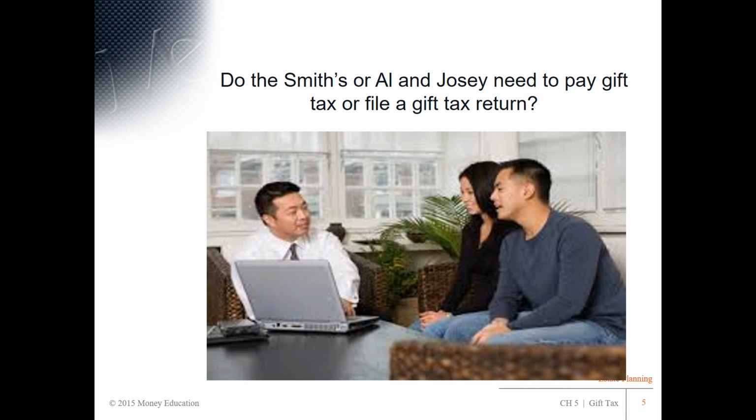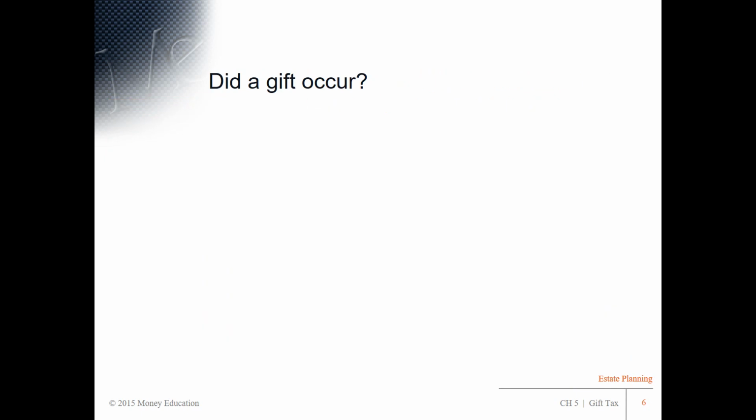So here you're consulting with Al and Josie. They want to know if they're going to owe anything. Well, the first thing we need to do is to determine if a gift has occurred. Now, this may seem like it's real obvious, but you're going to have cases where it is not obvious whether a real gift has occurred or not. First of all, we've got to define what a gift is.